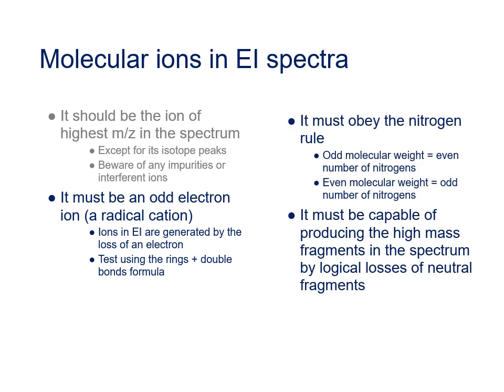Thirdly, the molecular ion must obey the nitrogen rule, at least for small molecules, where an odd molecular weight implies an even number of nitrogens, and an even molecular weight implies an odd number of nitrogens. Finally, the molecular ion should be capable of producing the other high-mass fragments in the spectrum by logical losses from the complete molecule. The nitrogen rule concept should be familiar to you, and is easy to find online anyway, but let's go through the rings plus double bonds and logical losses concepts in more detail.